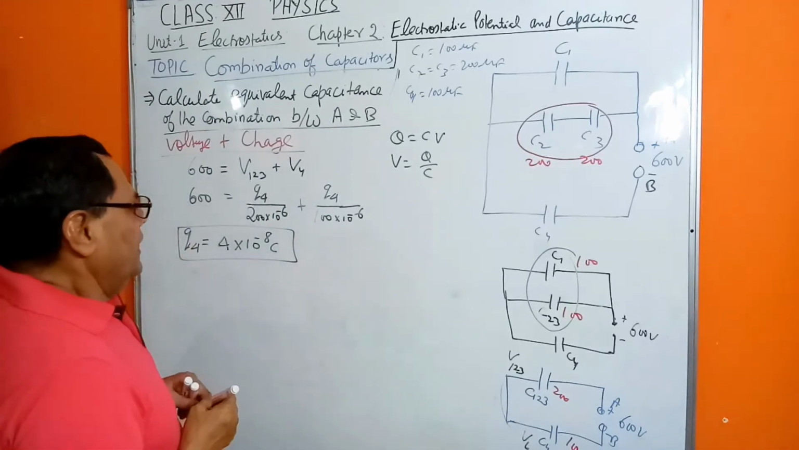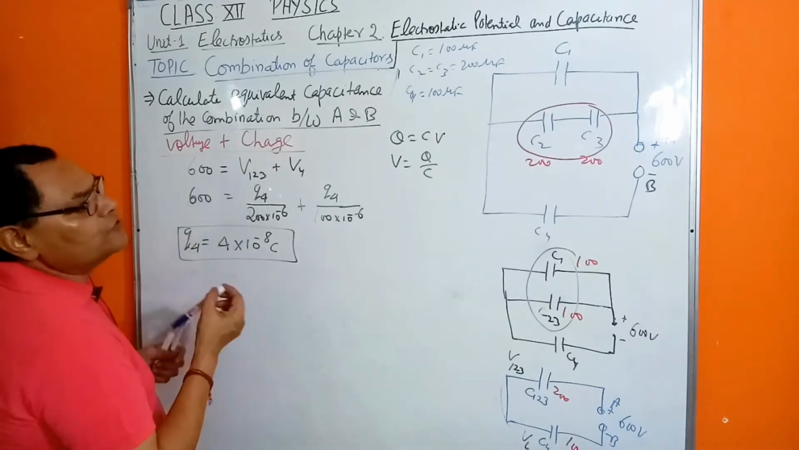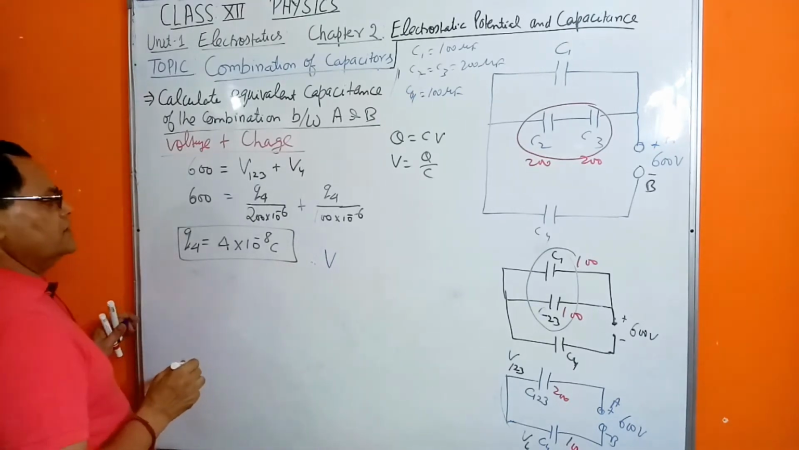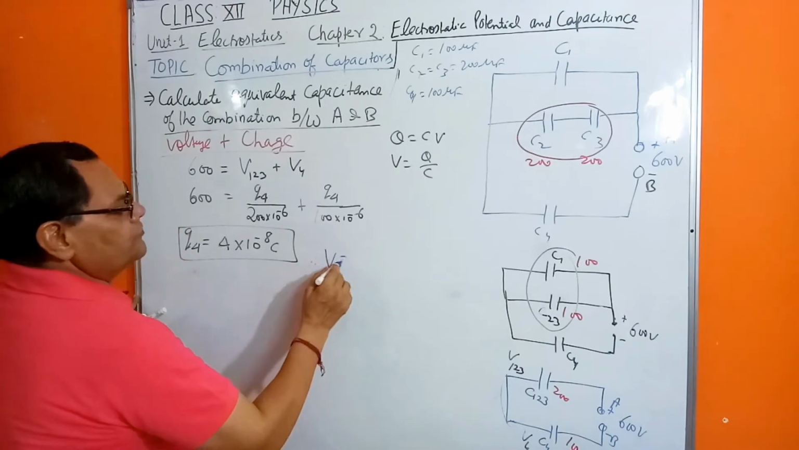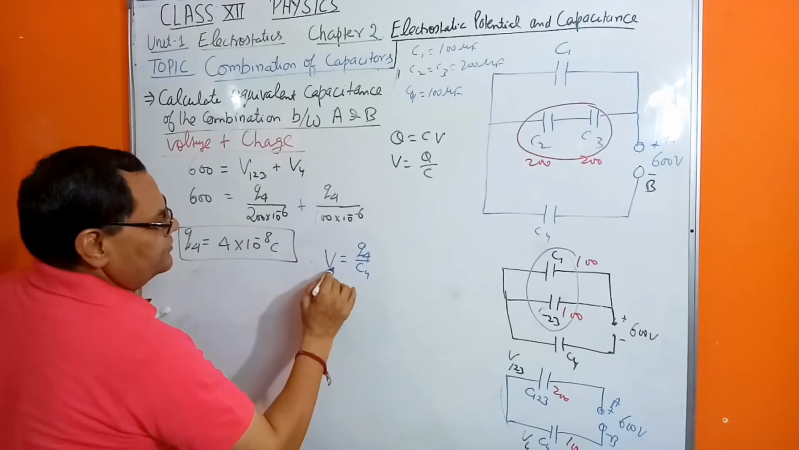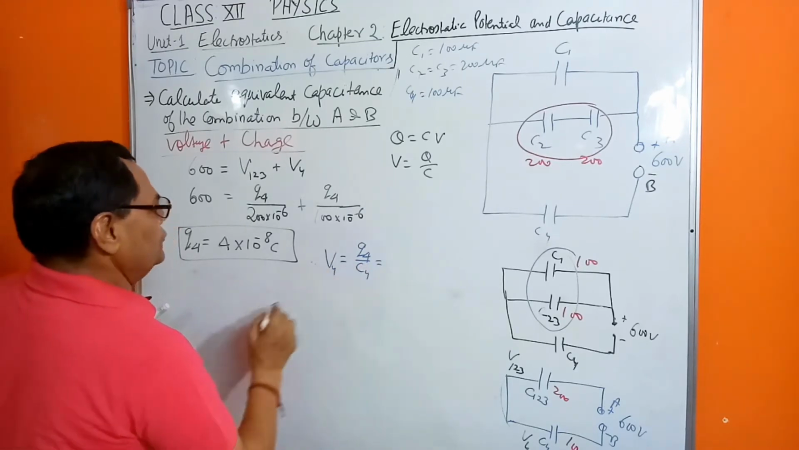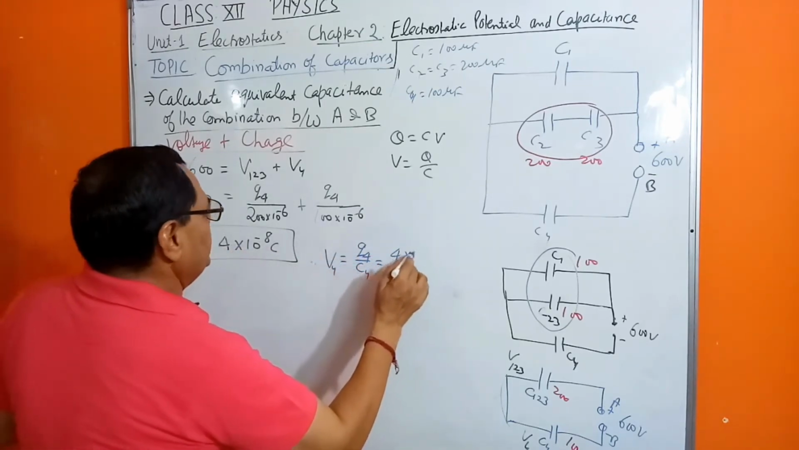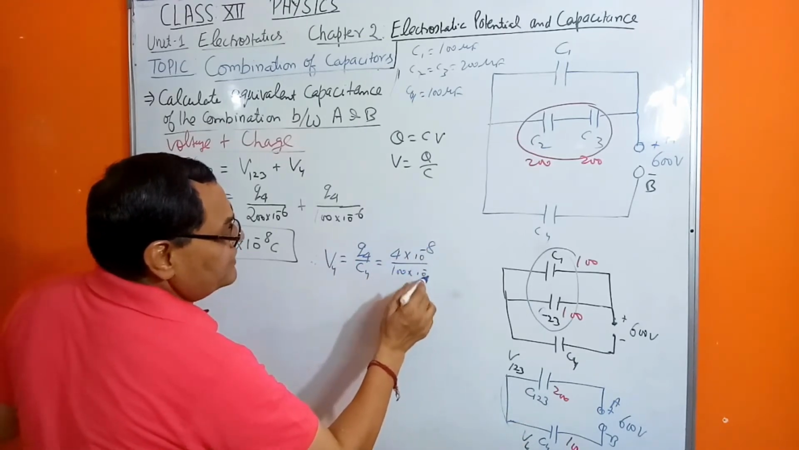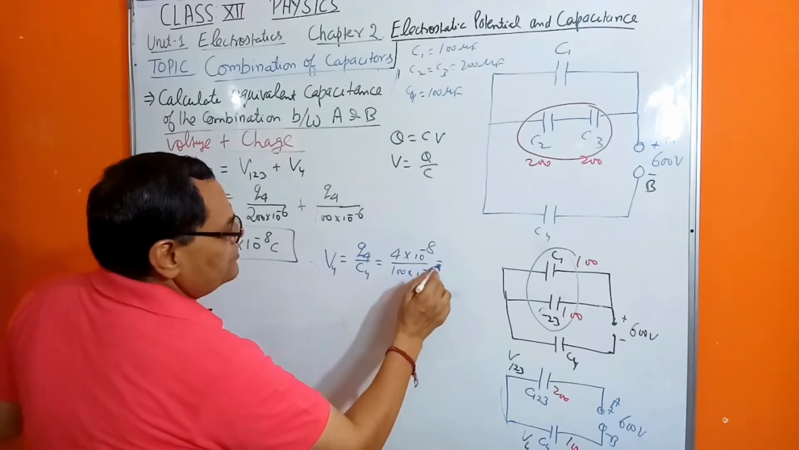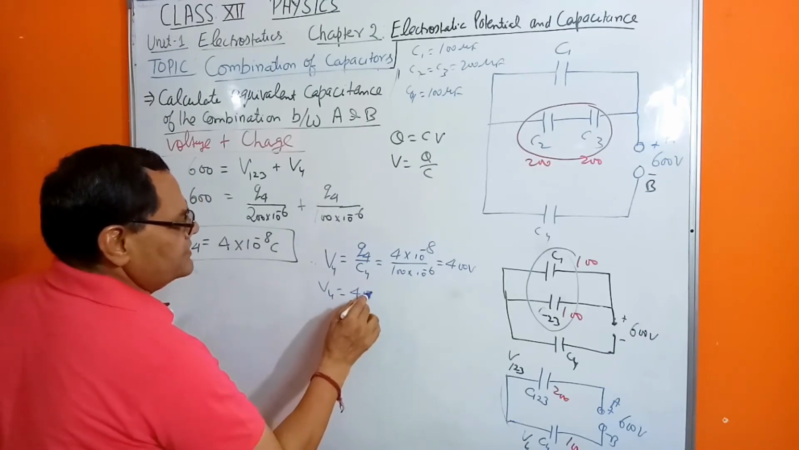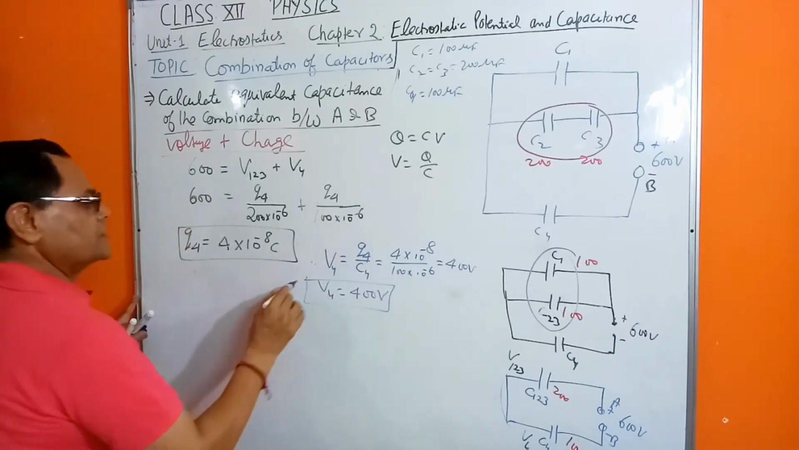Got it? And once the charge is known, how to find the voltage? C we know already. So V is equal to Q by C. V4 we want to find out. Q4 we just got, that is 4 into 10 to the minus 8, and C4 was 100 into 10 to the minus 6. So you will get 400 volts. Very interesting that V4 we are getting as 400 volts.